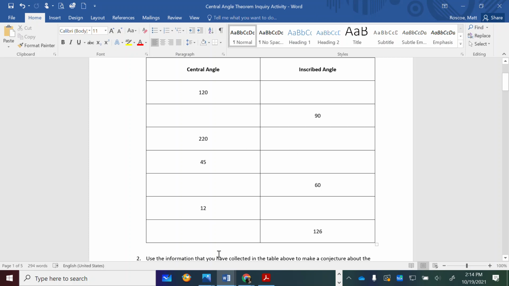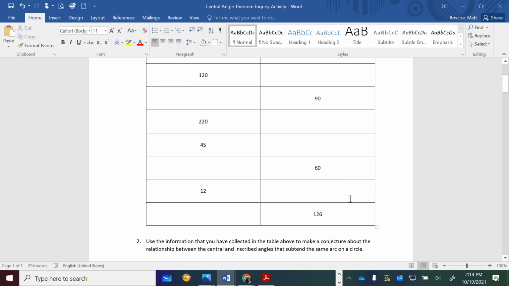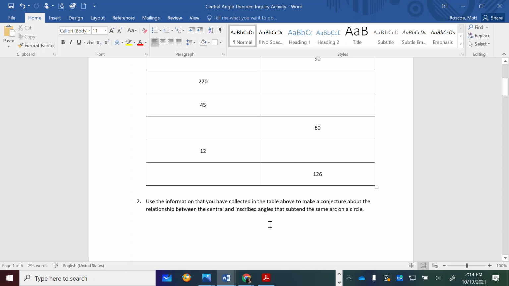But hopefully this would give them a sense of what's going on, which is that the inscribed angle is always going to be half of what the central angle's value is. And so what I would say down here is, let's make a conjecture. Use the information you've collected in the table to make a conjecture about the relationship between central and inscribed angles that subtend the same arc on a circle.